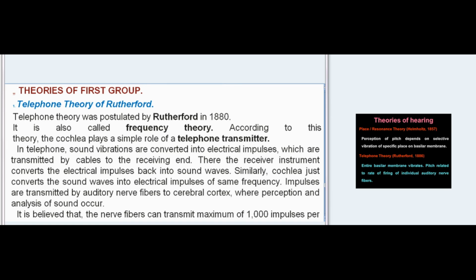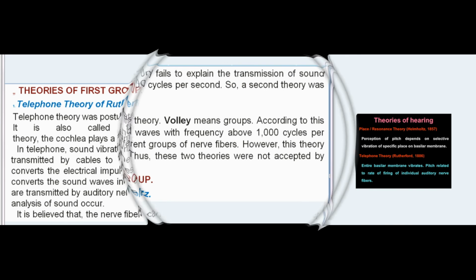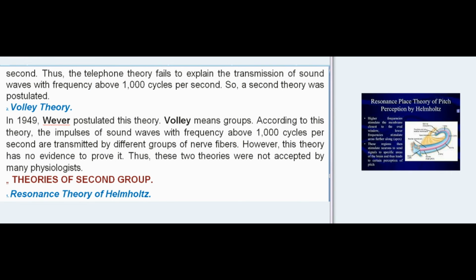It is believed that the nerve fibers can transmit a maximum of 1000 impulses per second. Thus, the telephone theory fails to explain the transmission of sound waves with frequency above 1000 cycles per second. So, a second theory was postulated. Volley theory. In 1949, Weaver postulated this theory.